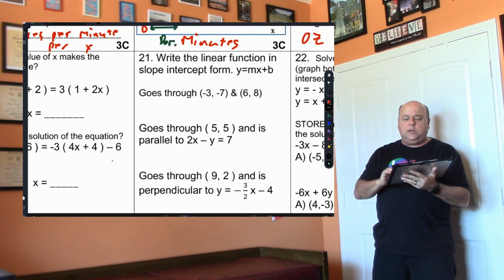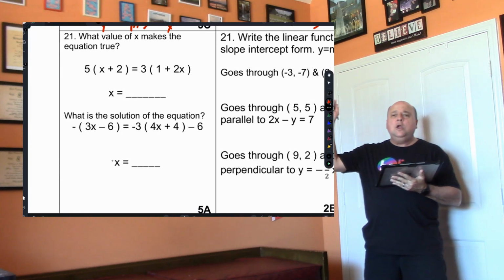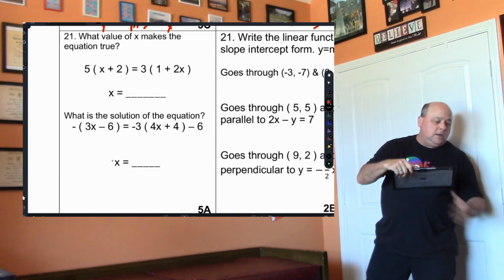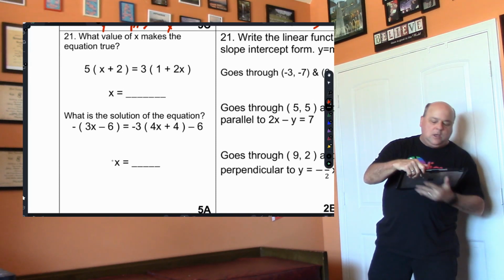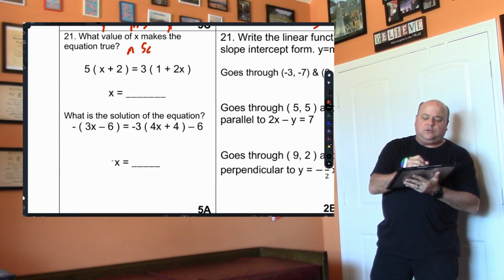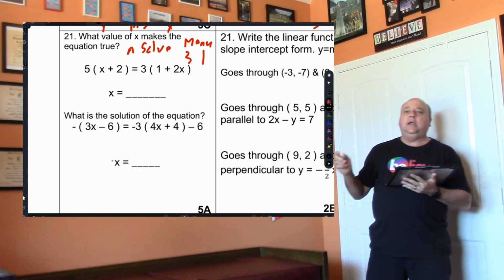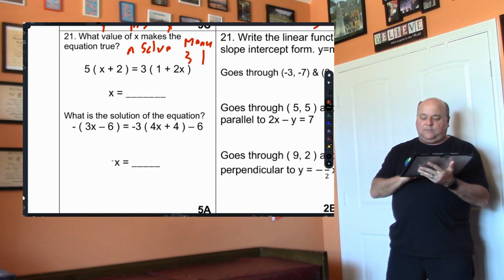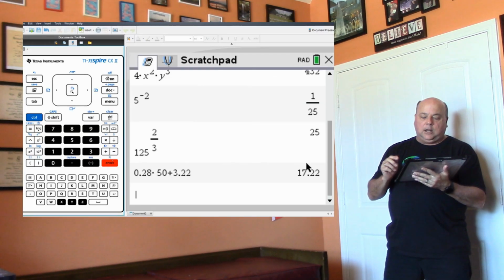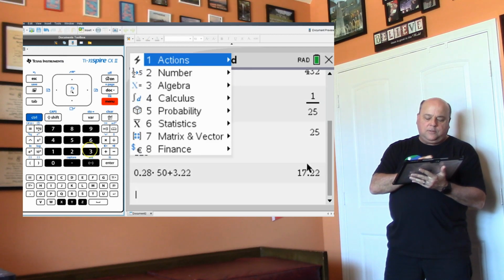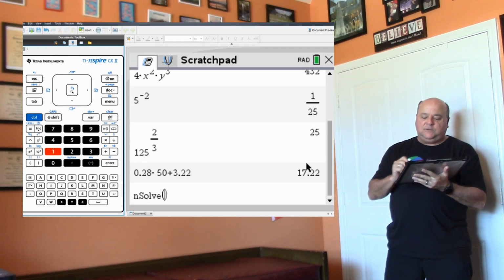Continuing on to 21. Going to put these into InSolve, okay? So we're just going to do InSolve, which is menu 3-1, right? That's your algebraic and then numerical solve, okay? So we're going to go to our calculator. We're going to hit menu 3, algebra, numerical solve is 1.